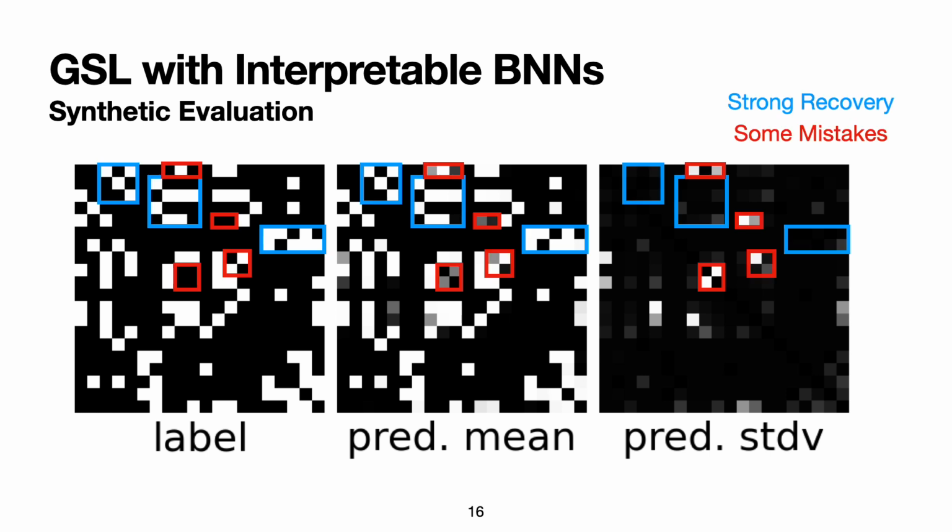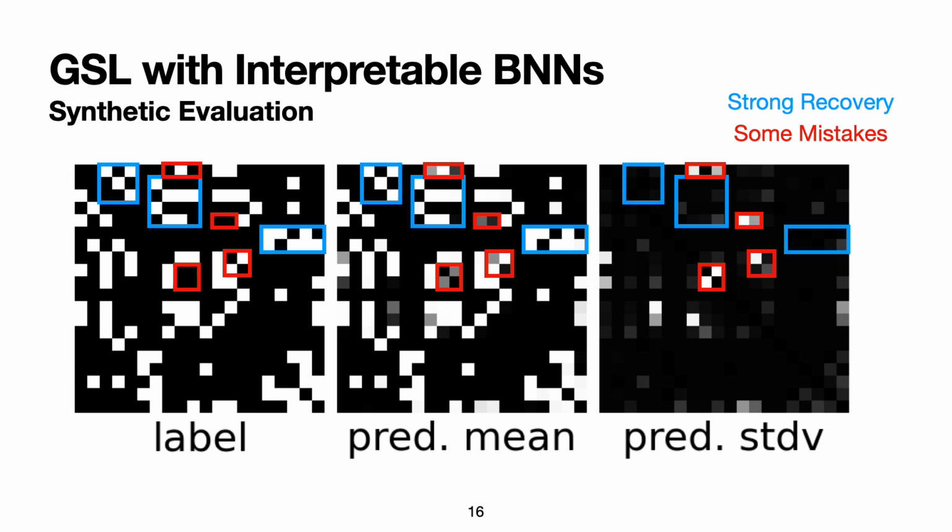Now, in blue, I've highlighted some areas where our point estimate strongly matches the true label. So if you look at the predictive mean in those blue rectangles, and you look at the corresponding locations in the true label, they're very close, right? They match very closely. And in red, I've highlighted the areas where they disagree, where we make some mistakes.